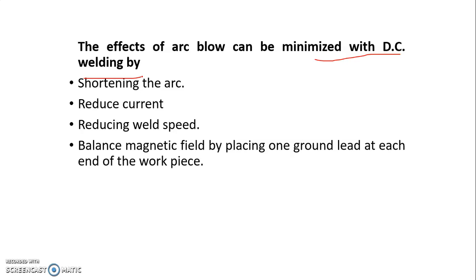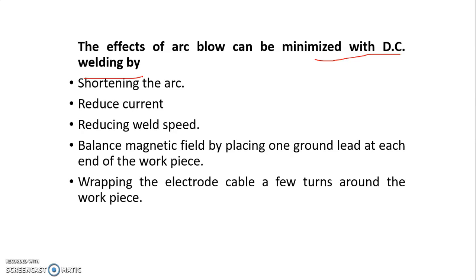Balance the magnetic field by placing one ground lead at each end of the workpiece, putting steel blocks near the ends of the workpiece so that the flux lines flow through them and not through the air. Wrapping the electrode cable a few turns around the workpiece.